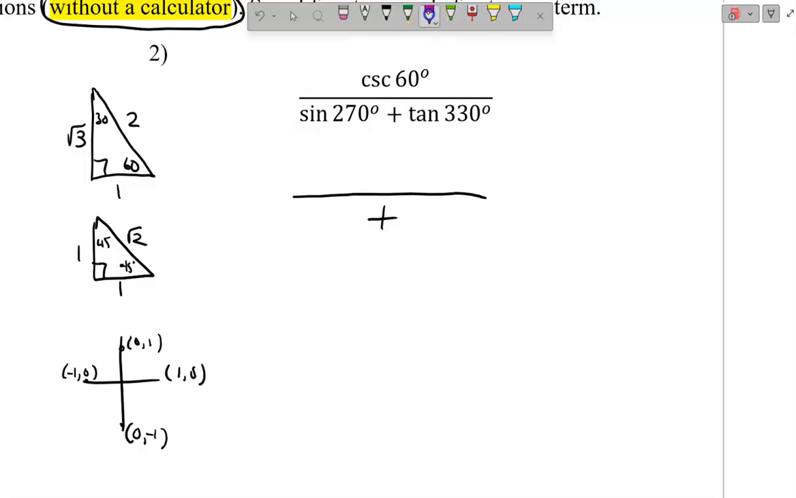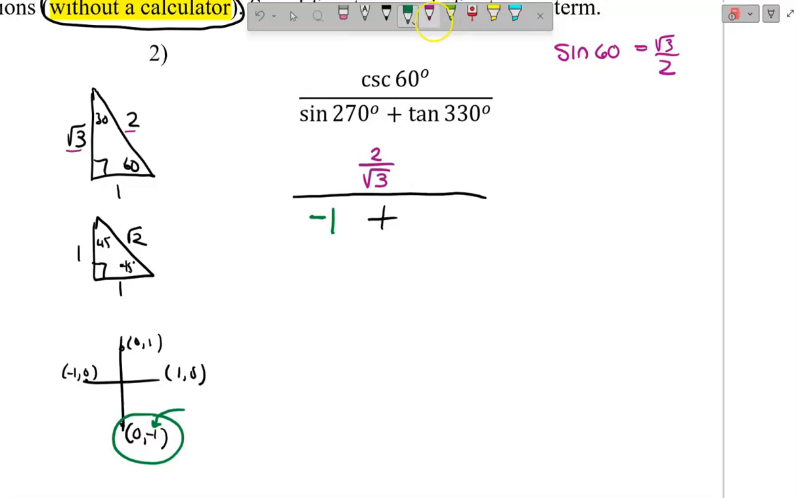Cosecant of 60 is the reciprocal of sine of 60. So a little side quest here. Sine of 60 is going to be, well, here's 60, root 3 over 2. And since I know that, cosecant of 60 is just the reciprocal, which is 2 over root 3. Sine of 270, now 270 is going to exist here and is going to be a quadrantal, so I'm going to use this bottom value of my unit circle. Sine is equal to the y value, and so sine of 270 is just equal to -1.